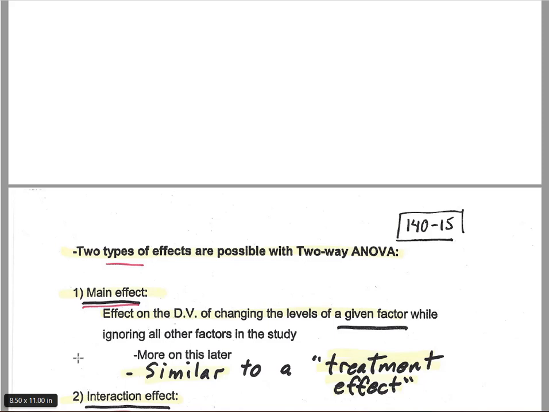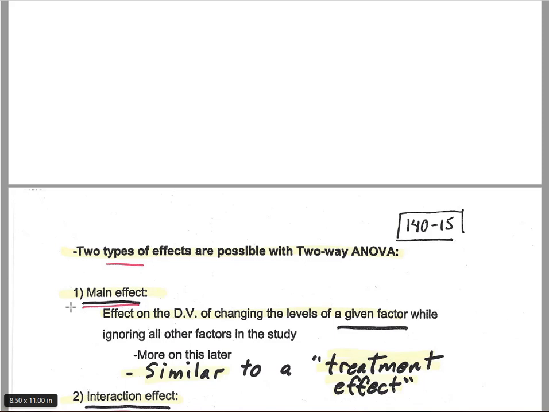Main effect is similar to the concept of a treatment effect in one-way ANOVA. In one-way ANOVA, if one of your conditions was significantly different from one of the other conditions, you had a treatment effect. The same thing applies in two-way ANOVA. If you get a main effect for a given factor in two-way ANOVA, it means that when you're looking at that factor, at least one of the treatment condition means was significantly different from at least one of the other treatment condition means. So main effect is really nothing new. Main effect in two-way ANOVA is the same thing as a treatment effect in one-way ANOVA.